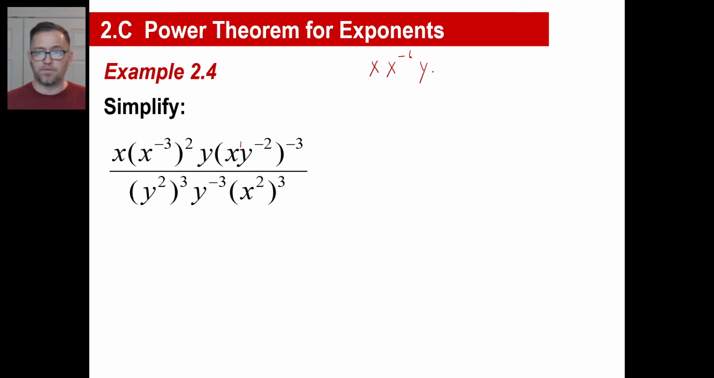1 times negative 3 would be x to the negative 3. And then the y, what's negative 2 times negative 3? Positive 6. There we go. And that's my numerator. All right, let's go ahead and simplify that.